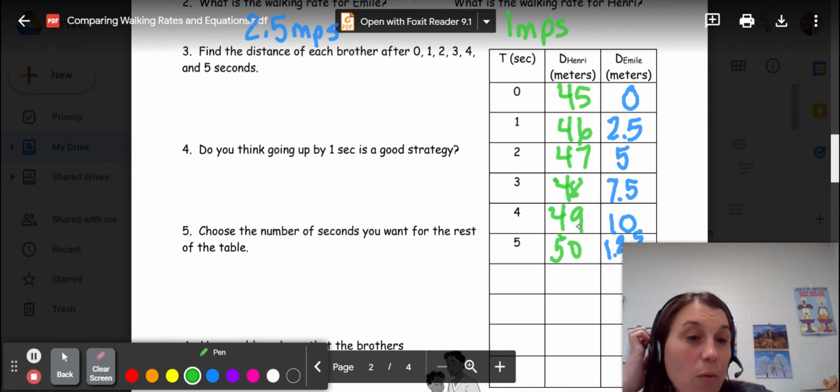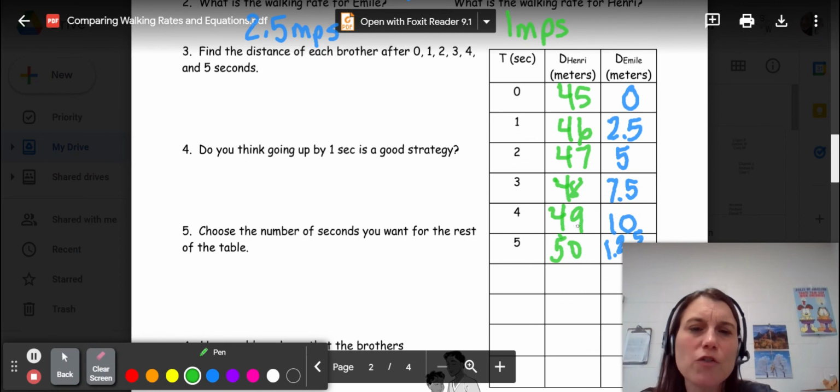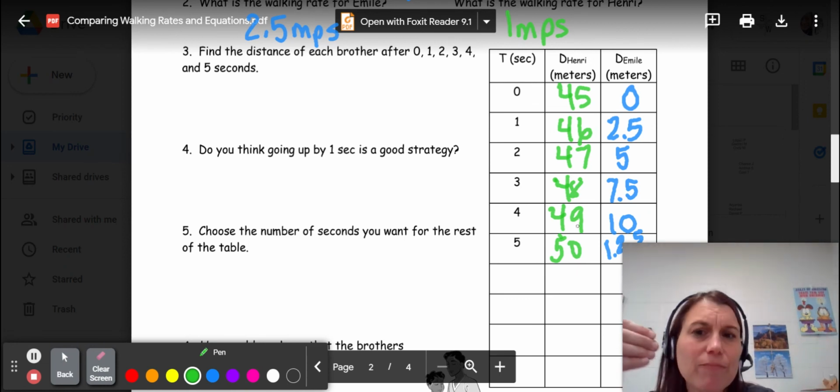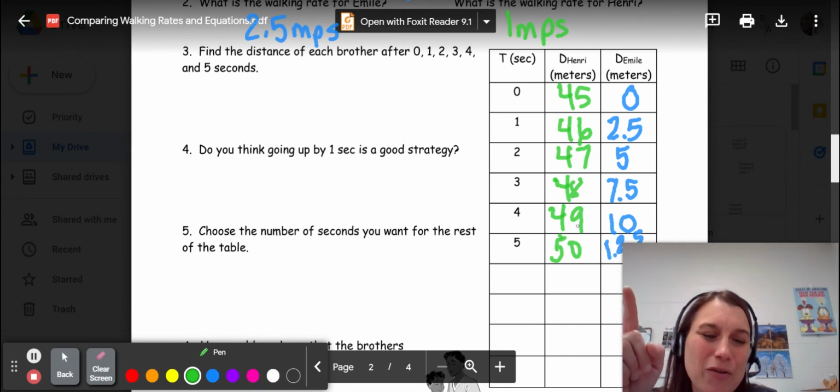Now, at this point, you can see how far apart these numbers are. They're getting close together, but they're still pretty far apart. So going up by 1 second is not a good strategy. So what you're going to do to finish this problem, because remember, you're looking for where they're going to be the same distance, is choose a different way of going up and try some other numbers in the table. Choose different times and find the correct distance.